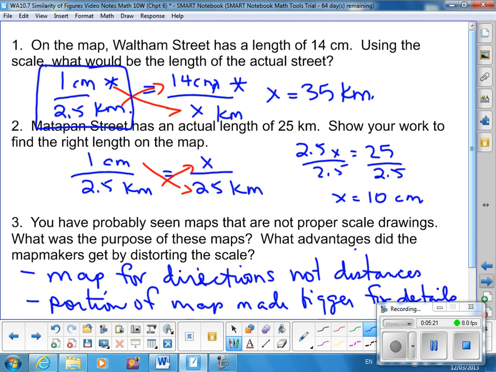The second question tells you how long Mattapan Street is. It's 25 kilometers long. So how long is the length on the map? This time, same conversion factor, 1 centimeter equals 2.5 kilometers. But this time, because we know the kilometers, it goes on the bottom and x goes on the top. We're trying to find out the amount of centimeters that would be on the map. When we cross multiply, we find out that x equals 10.